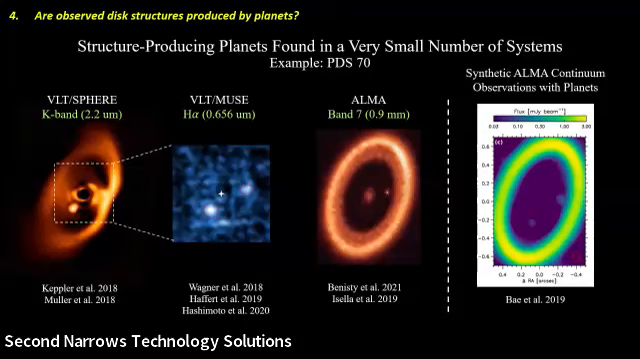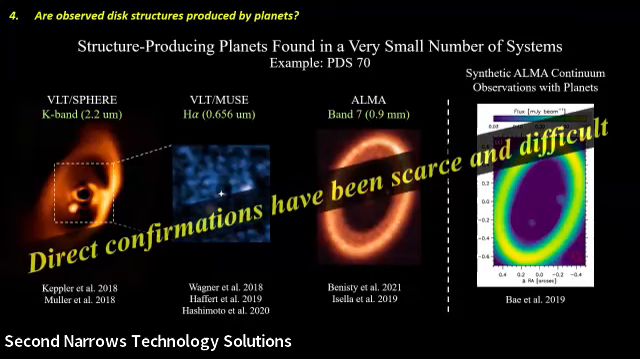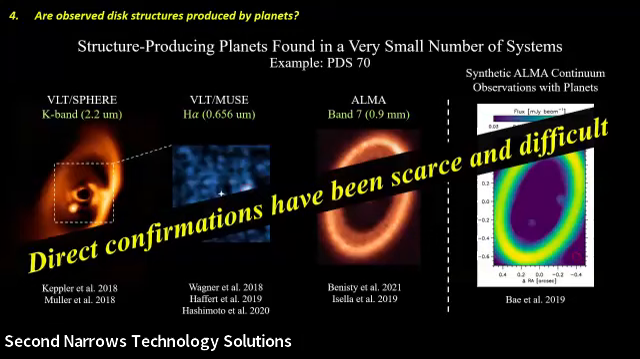So the good news is PDS-70 shows that in at least some systems, the structures can be explained using planets. But the not so good news is such systems are still very rare. Near-infrared direct imaging observations have been attempted for many tens of disks with structures to look for the predicted planets, and so far we only have perhaps less than a handful of detections. How to interpret all this non-detection is still under investigation. All right.